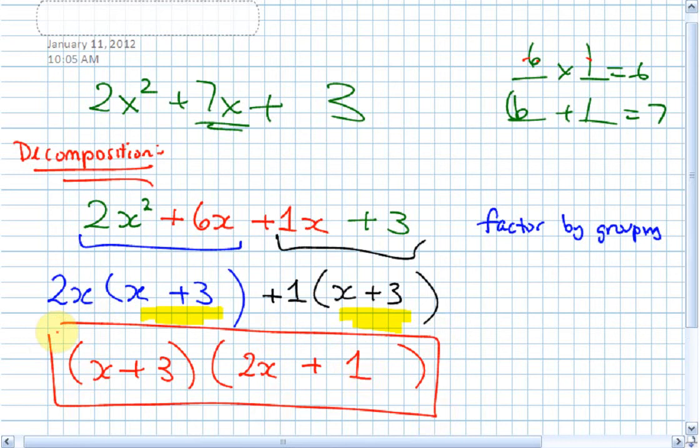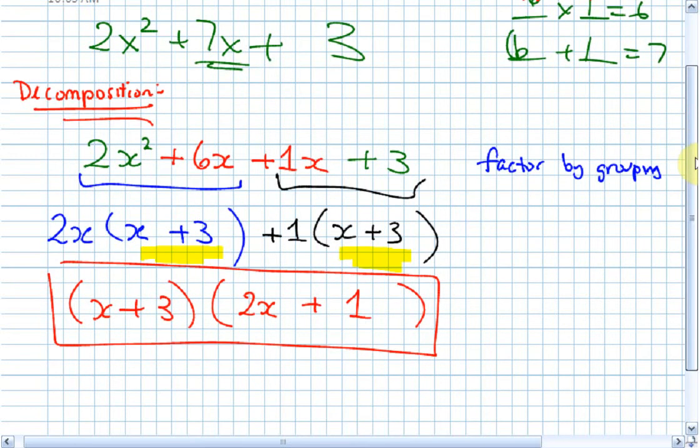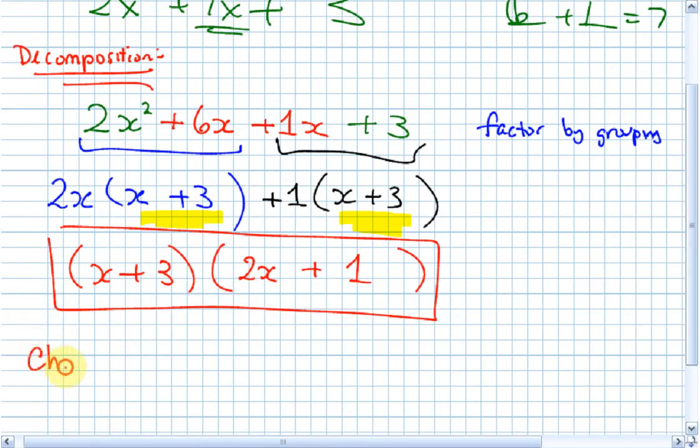That's decomposition. Now, I'll also show you the choose method. I believe that these two methods are the best. I have a preference, but you might like one or the other. Doesn't matter. Just know how to do it. Let's do the choose method now. If you want to write down the choose method, please do.